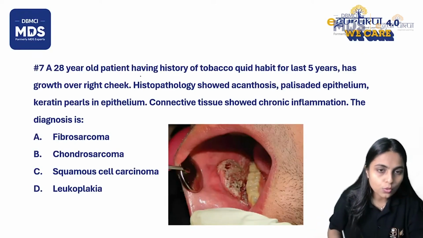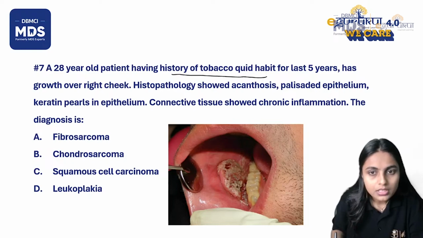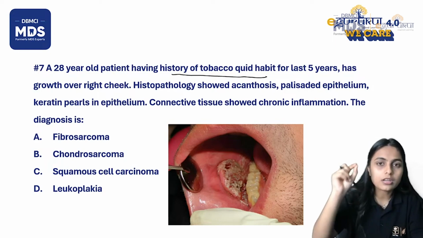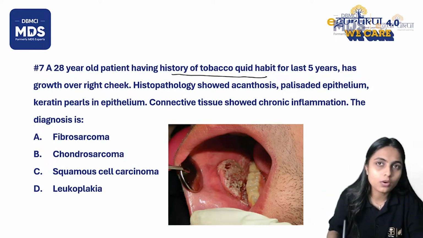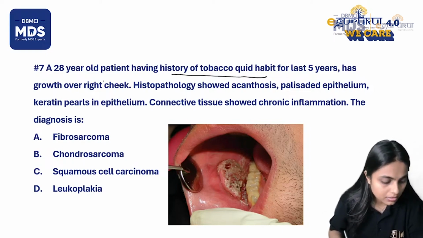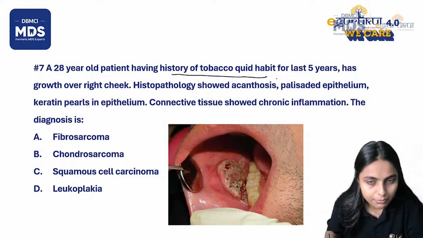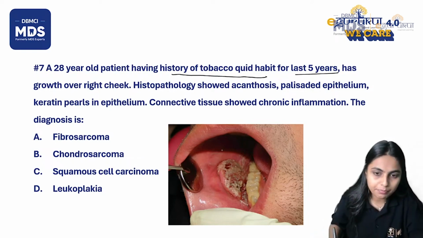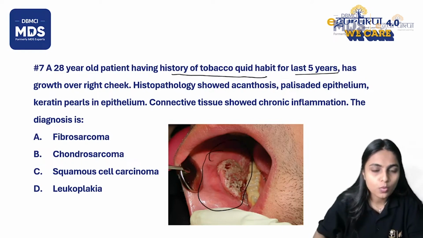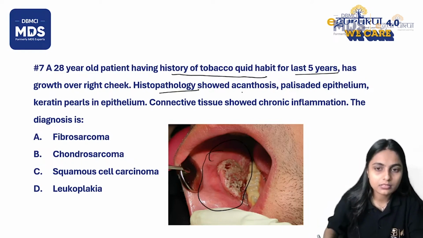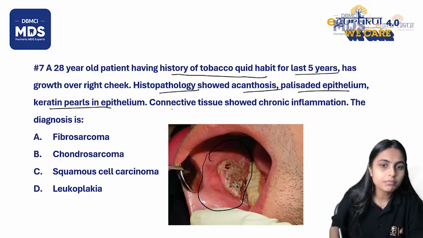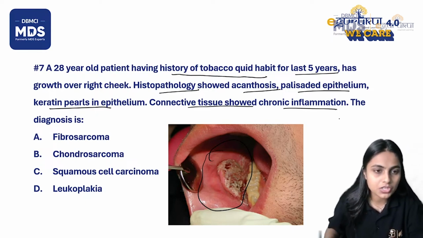Next, question 7. A 20-year-old patient having history of tobacco quid. When you read a question, underline the important terminology that you think can be important or will be used in diagnosis. So a 28-year-old patient having history of tobacco quid habit for last 5 years has growth over right cheek. They have put a picture. Histopath showed acanthosis, palisaded epithelium, keratin pearls in epithelium, connective tissue showed chronic inflammation.